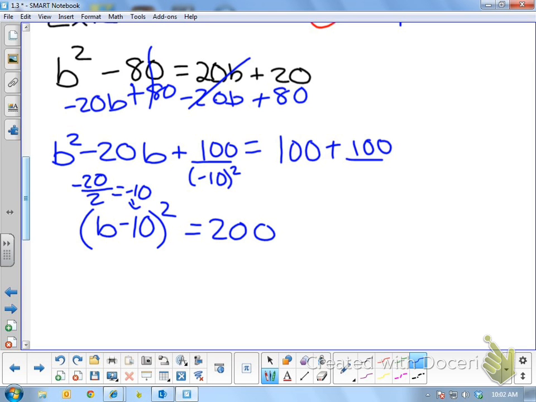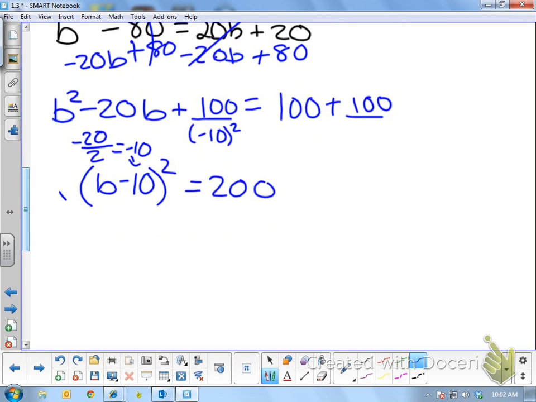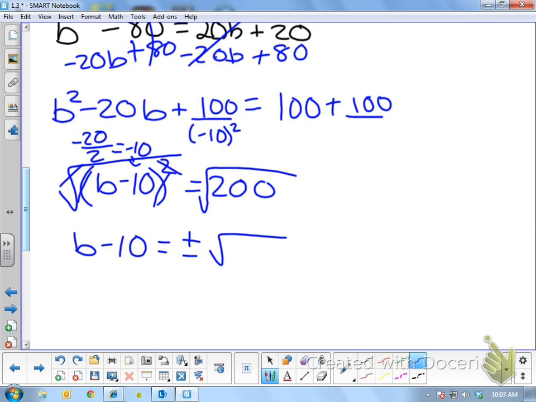Okay. Now we're trying to get b alone. So how did we say we got rid of squared, Hannah? Square root it. The 2 and the square root cancel, and so do the parentheses. I usually just drop them and I don't actually cross them out, but you can cross them out so you know that they're gone. And then I had to put a special symbol in front of my square root: plus or minus the square root of 200.